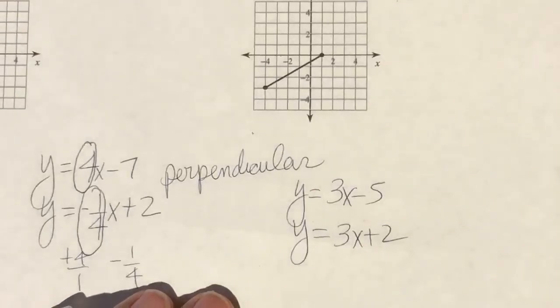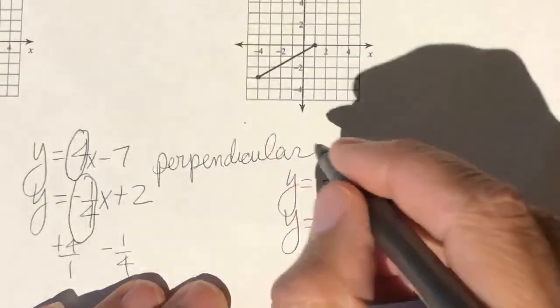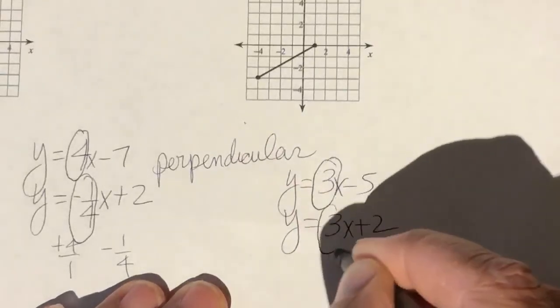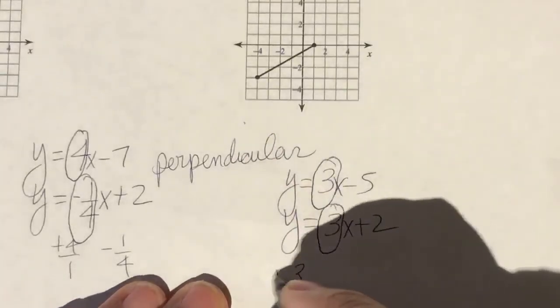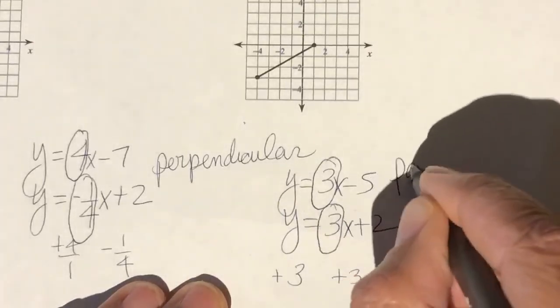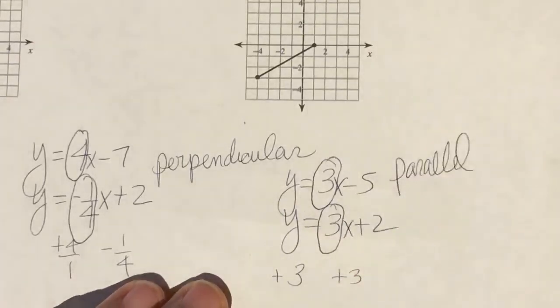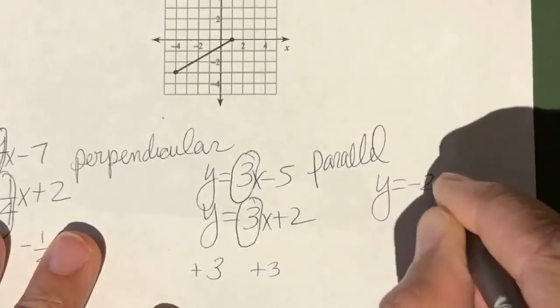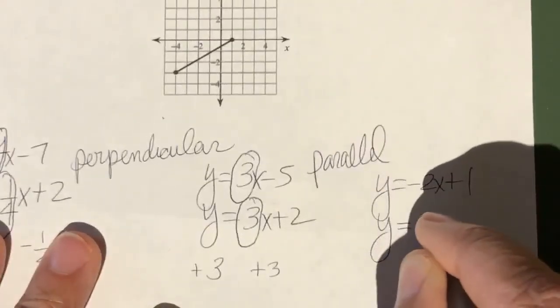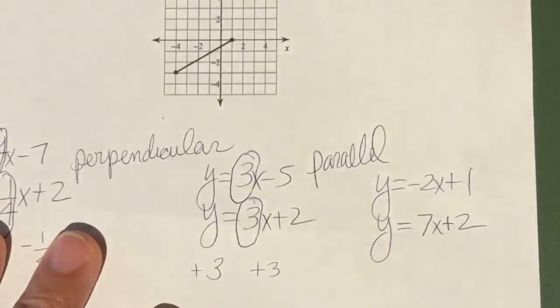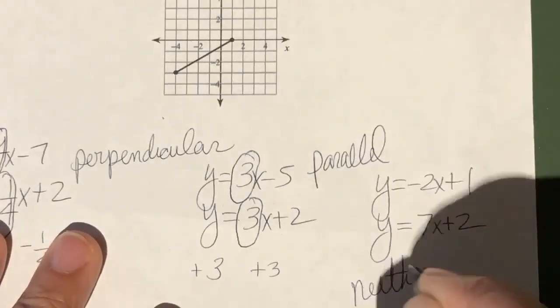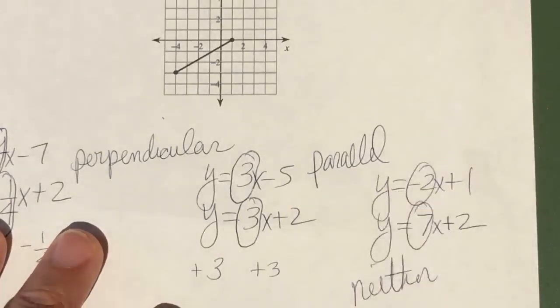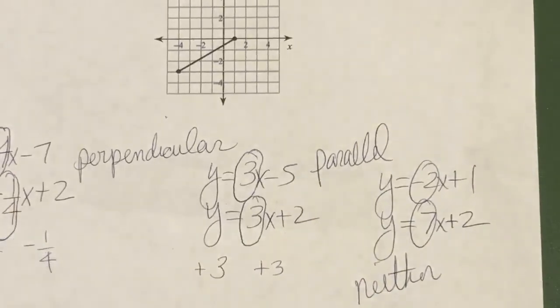What would you tell me about those two lines? Those are parallel. And how do I know they're parallel? It's because they both have the same slope. Both of them have a slope of +3. So these guys are parallel because they have the same slope. Okay, same slope. And then what if I gave you something like this? Those guys are neither. They're not parallel because they're not the same, and they're not perpendicular because they're not opposite reciprocals. Okay.